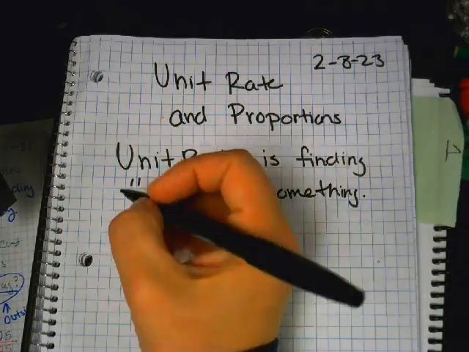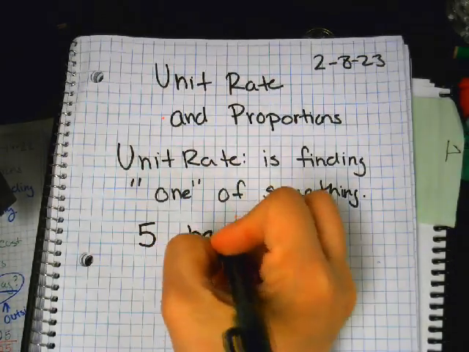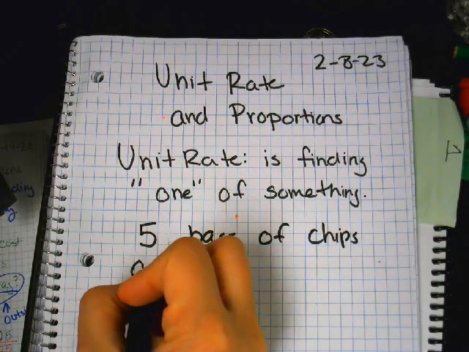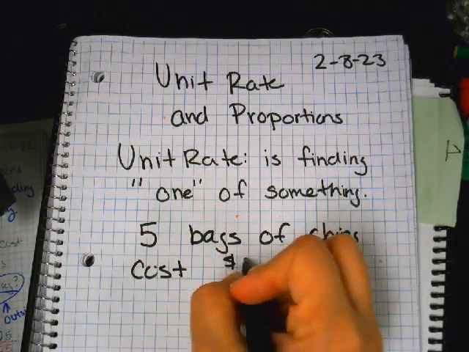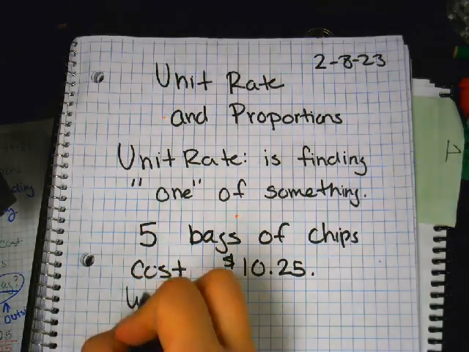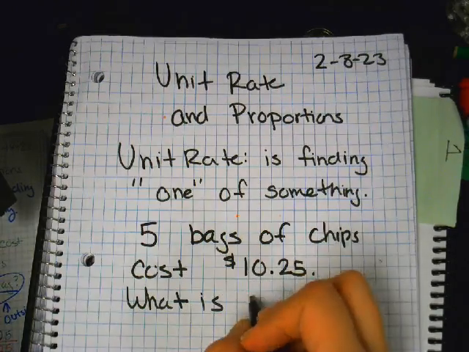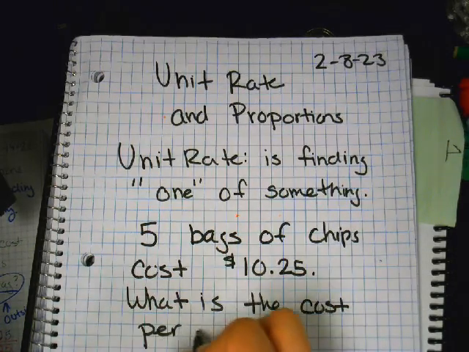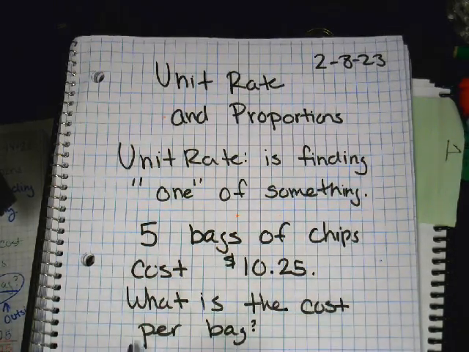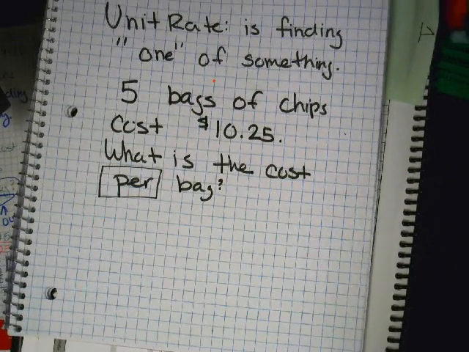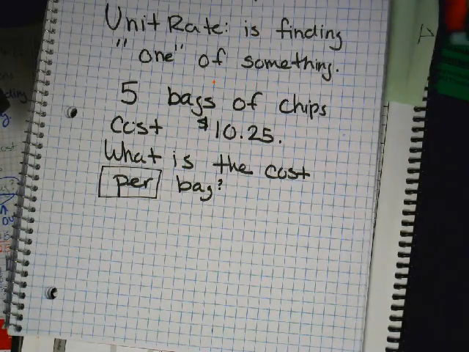All right, so let's start off pretty easy. 5 bags of chips cost $10.25. What is the cost per bag? Okay, so per has a lot of meaning in math. Per actually is another word for 1. So 5 bags of chips cost $10.25. What is the cost per bag? So 1 bag.